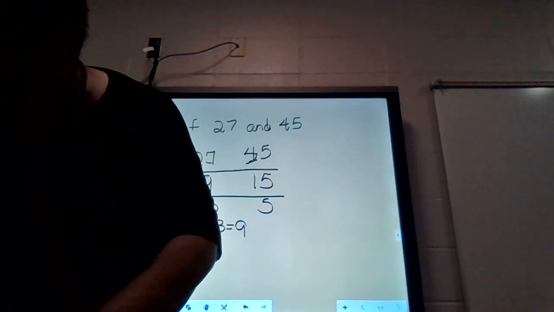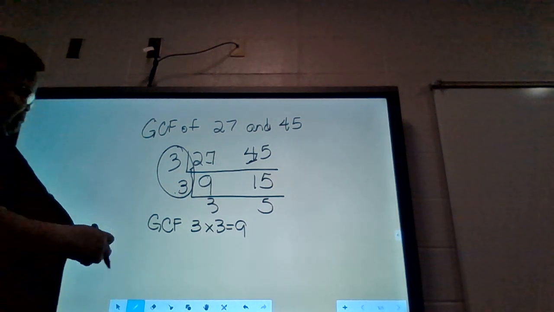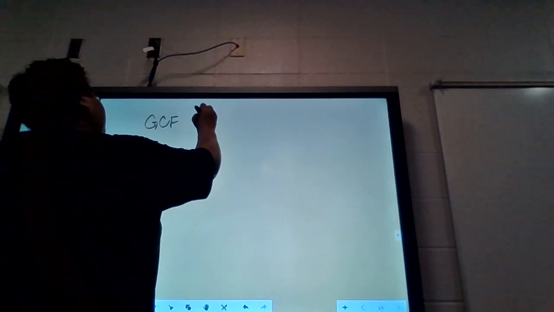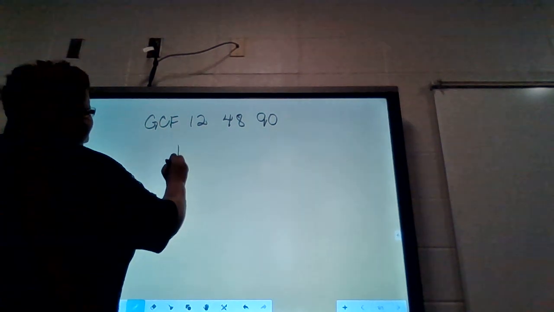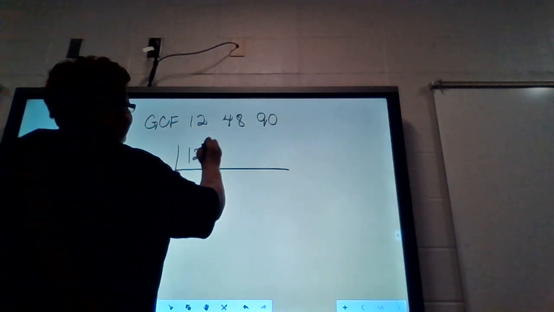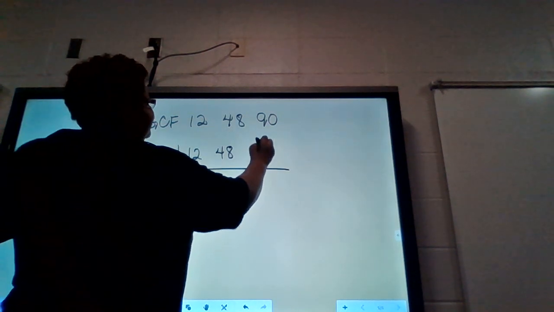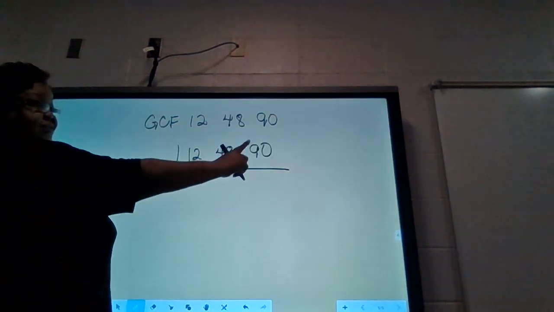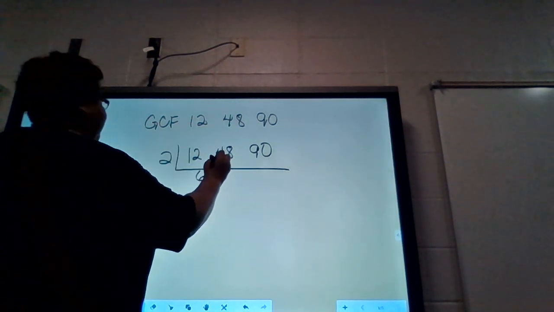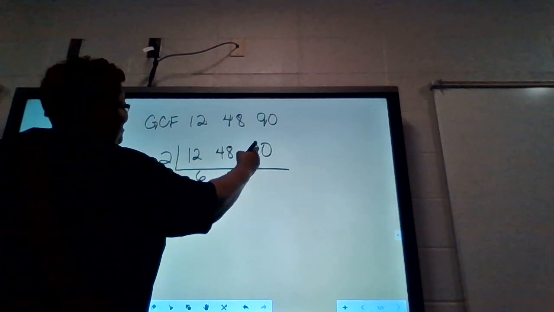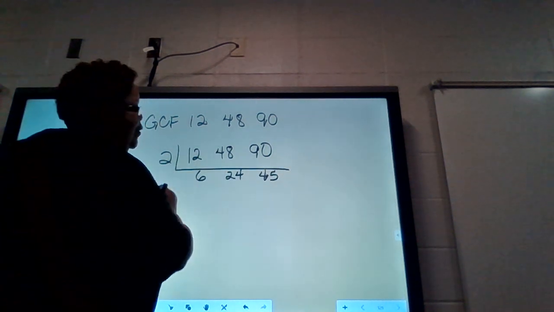This also works with 3 numbers. I'm going to go ahead and erase this because you can play this video back. So let's find the GCF of 12, 48, and 90. So here's my birthday cake going here. Now, all of these are even numbers. So let's start with 2. 2 goes into 12 6 times, 2 goes into 48 24 times, and 2 goes into 90 45 times.